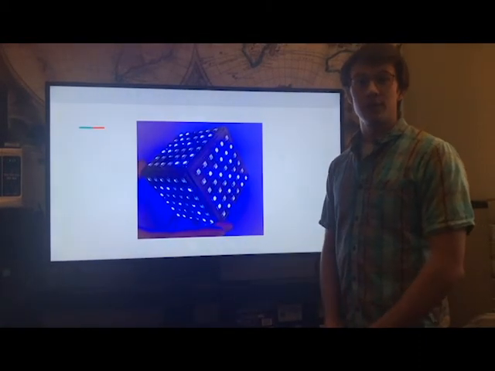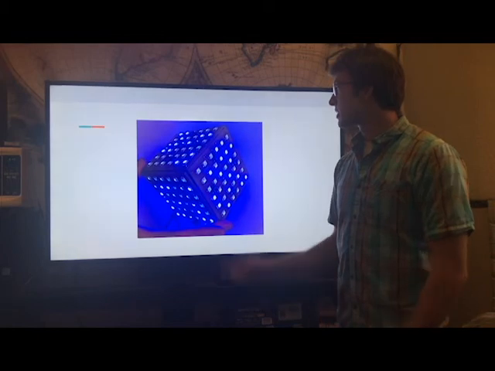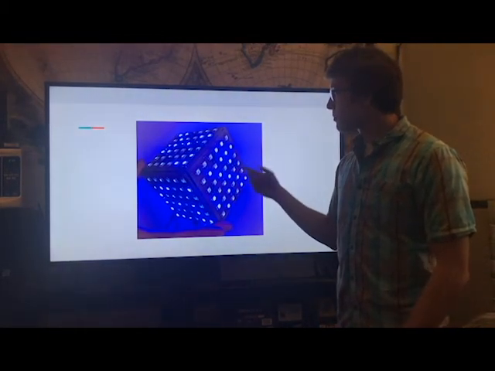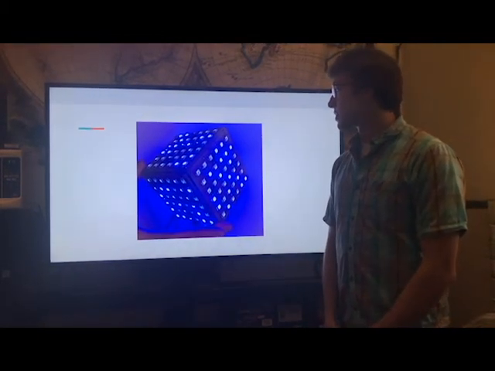This is our final cube. You can see that various LEDs are glowing bright blue while others are off as it's running the simulation.